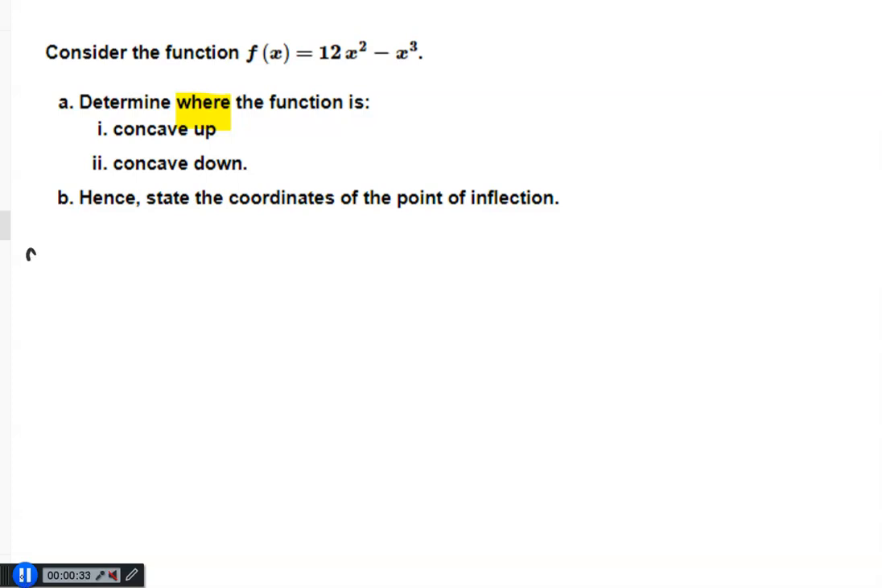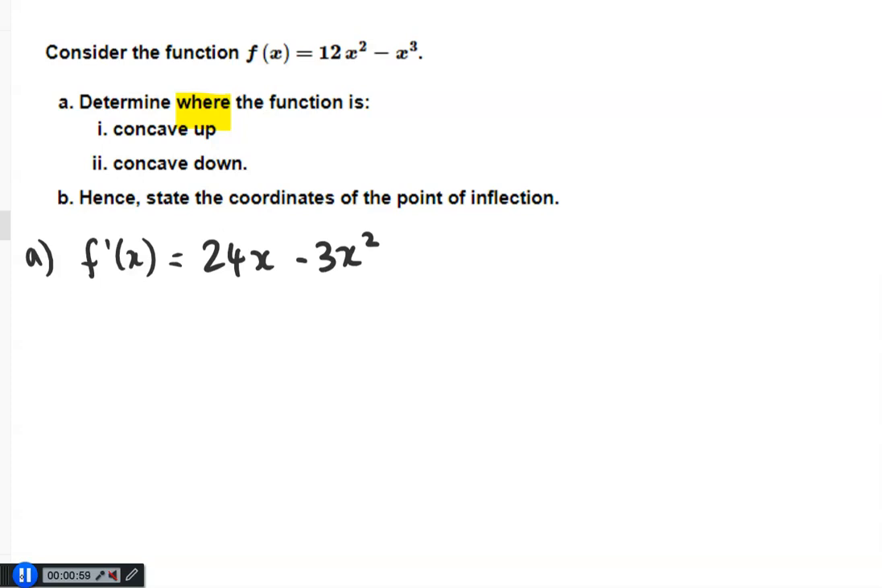All right, how do we find stationary points, ladies and gentlemen? Let the first derivative equal 0. Yep. Okay, so if that's the case, what is the first derivative of 12x squared minus x cubed? 24x minus 3x squared. Okay so far? Yep. There we go, half a mark.